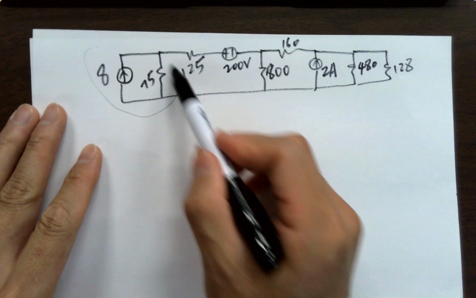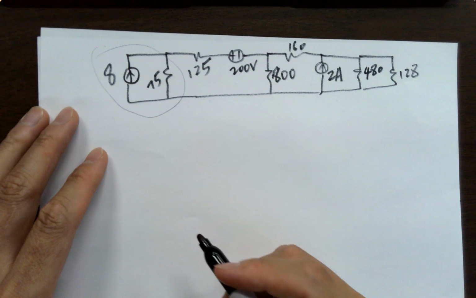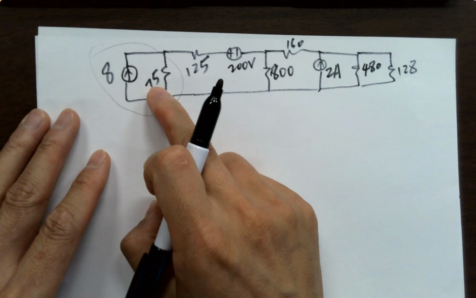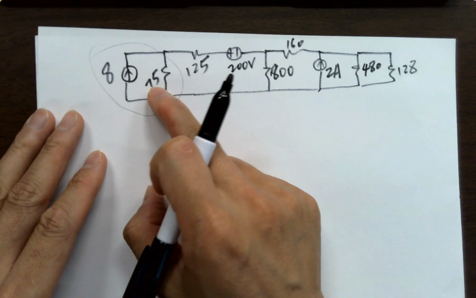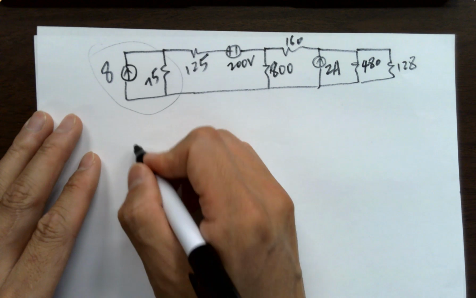So first, these two can be converted to what? A voltage source in series with a resistor, and the resistor value is not changing. So the voltage source value will be 8 times 75, right? So these two can be easily converted to this.